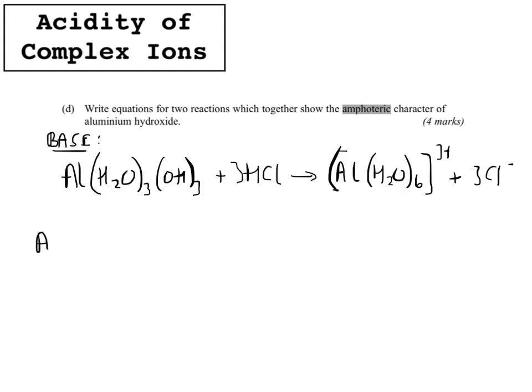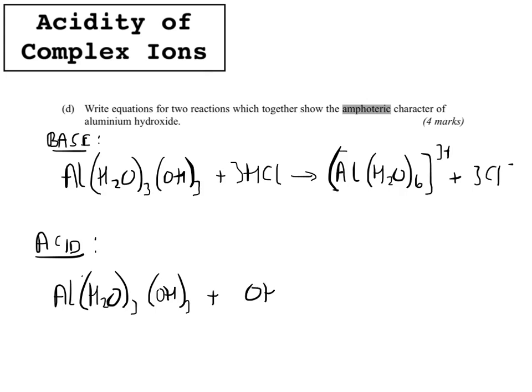And then as an acid, the aluminium hydroxide reacts with OH- to form the following complex and water. And we need to balance that by putting a 3 in front of the water.